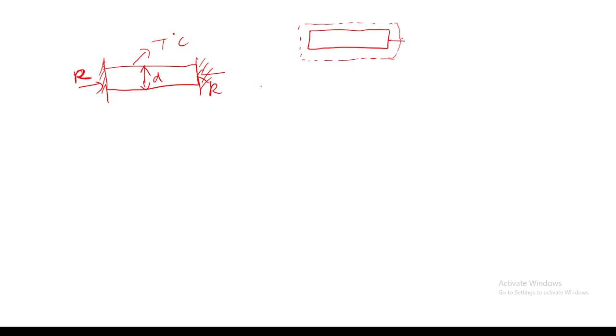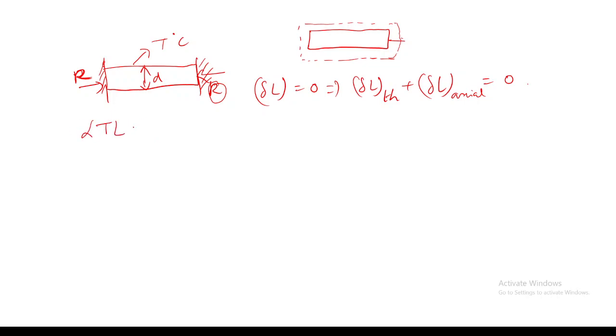So the total elongation of this bar will be equal to 0 since this is kept between a fixed support. So this total elongation I can split into two components, one due to thermal deformation and one due to axial load, which is due to this R, which is equal to 0. So what is the deformation due to thermal load? Alpha into T into L. And what is the deformation due to this axial load? RL by AE.